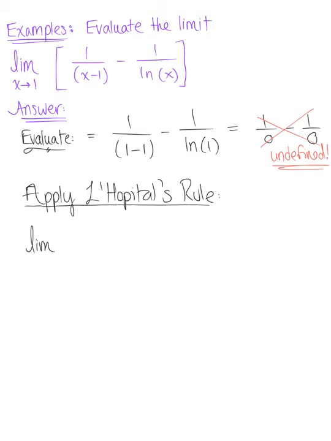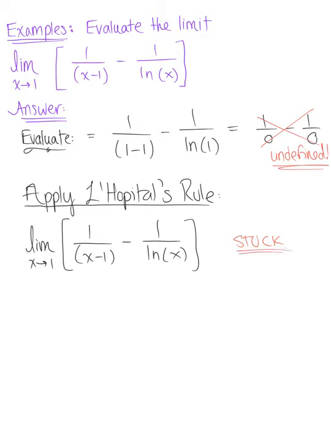And so we have the limit as x approaches 1 of 1 divided by x minus 1 minus 1 divided by the natural log of x, and we're stuck. Well, we have two quotients here. We would end up with an indeterminate form if we used these. Notice if we applied L'Hopital's rule, we would end up with 0 minus 0. So we need to simplify the inside first.